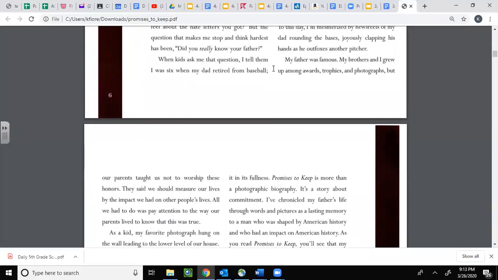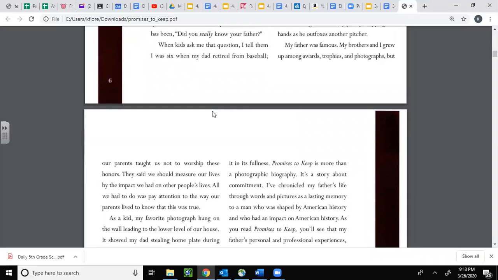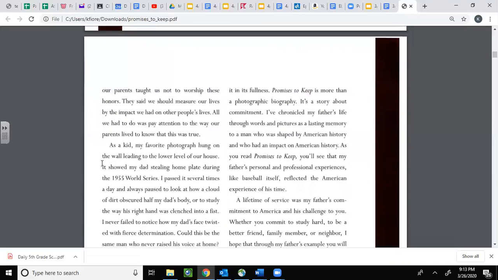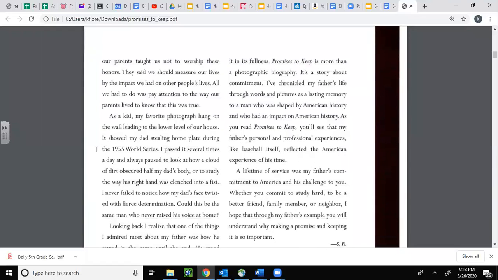My brothers and I grew up among awards, trophies, and photographs. But our parents taught us not to worship these honors. They said we should measure our lives by the impact we had on other people's lives. All we had to do was pay attention to the way our parents lived to know that this was true.